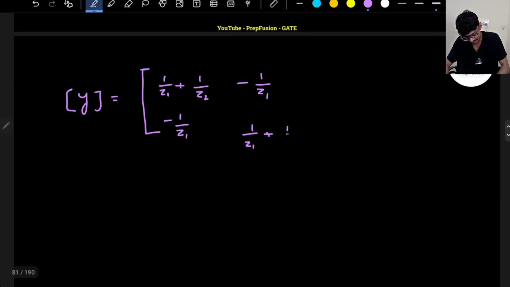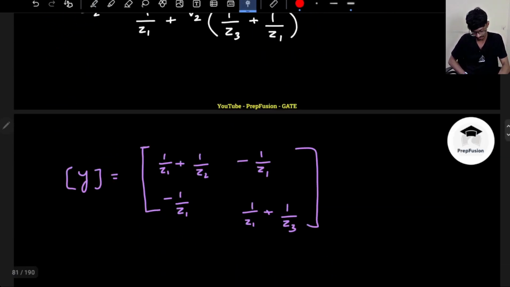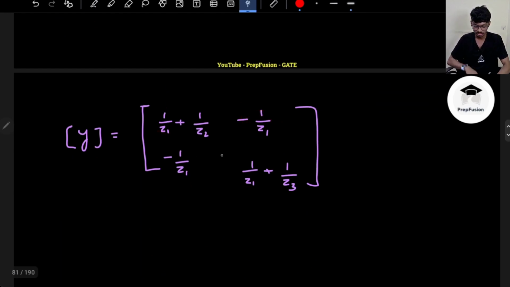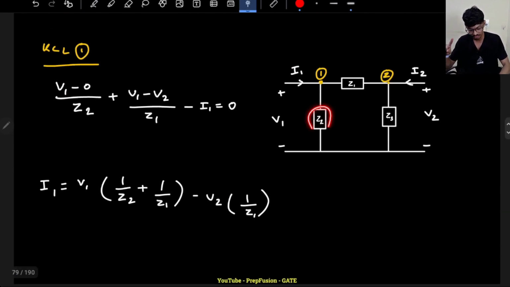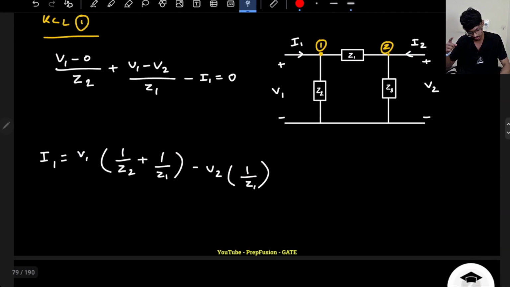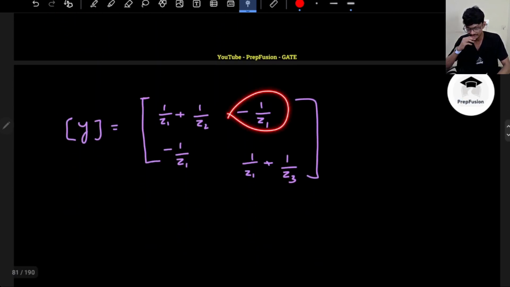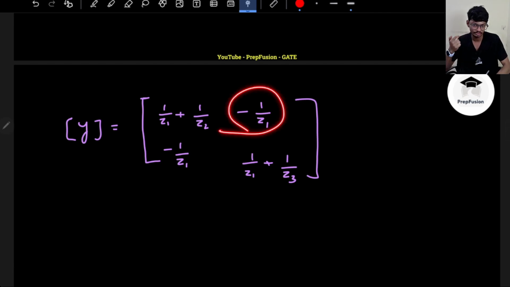How to remember this? Z1 is always common. Z1 is the middle element, common between v1 and v2, so it will always stay with every term. Z2 is only with the input side, so z2 is here with the input. Z3 is only with the output side, that's why z3 is there. The middle one, whichever is the common one, you write negative of 1 by z1, negative of 1 by z1. Z1 is the common impedance between port 1 and port 2. So that's how simple it was.